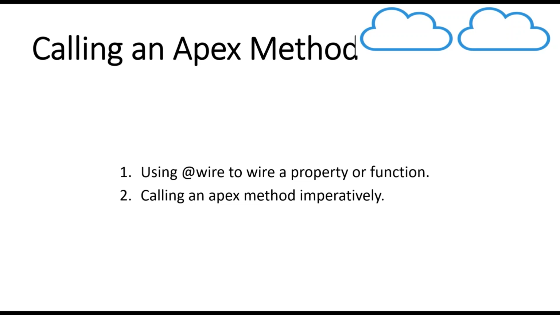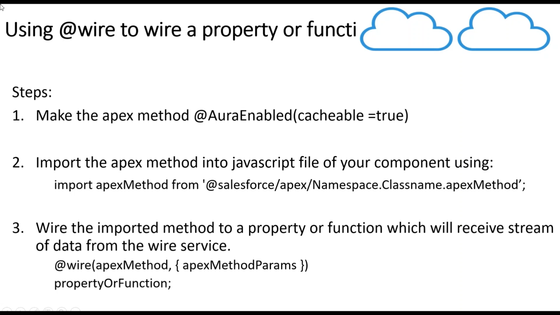There are two ways of doing so. First is using @wire to wire a property or a function in JavaScript to our Apex method, and second is calling an Apex method imperatively. We'll discuss first wiring a property or a function of JavaScript to an Apex method using the @wire decorator.